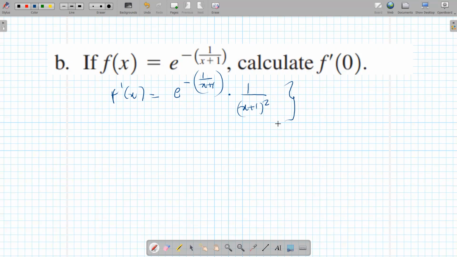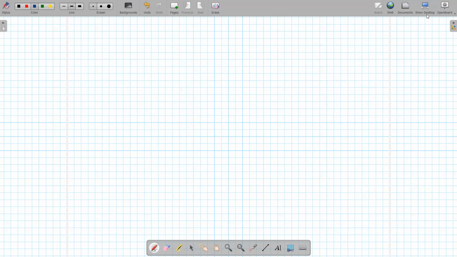It says find f prime of 0, so we're just going to plug all the x's as 0. So this is going to disappear, and this is going to disappear. So we have e to the negative 1 times 1 over 1 squared. This is just a 1, so you have e to the negative 1, which is 1 over e. It's going to be an irrational number if you plug it in a calculator. Usually just leave it in terms of e, or like even pi. You would just want to leave it in terms of pi. It's cleaner.